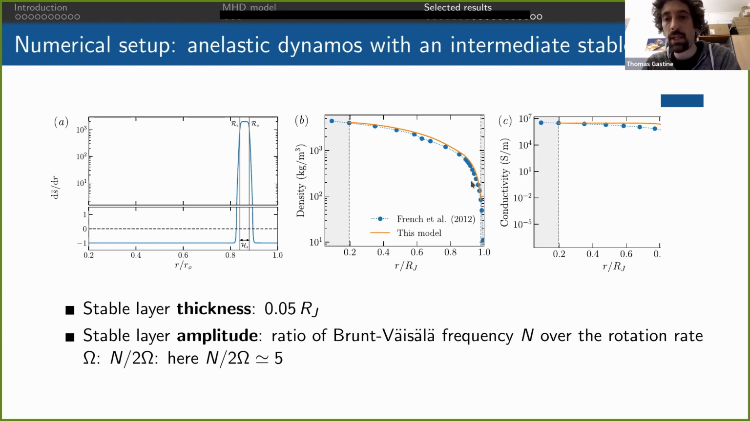And then what's shown here on the right is the density again and the electrical conductivity in the numerical model we consider in orange, and from the ab initio calculation for Jupiter in blue. And the main point to see here is that because of the huge density contrast, we have to remove, say, the outermost 2% of the planet in our model to mitigate the density contrast, which otherwise leads to a very large variation of the length scale of the convective flows. So we exclude this external 2% of Jupiter in our model.